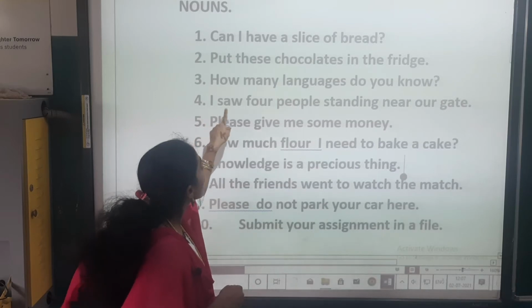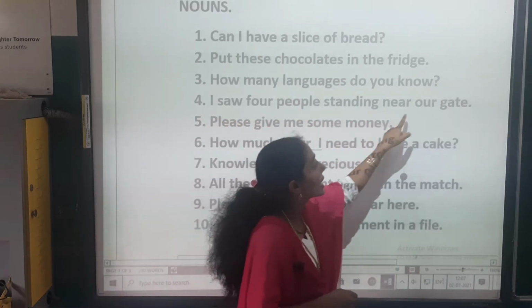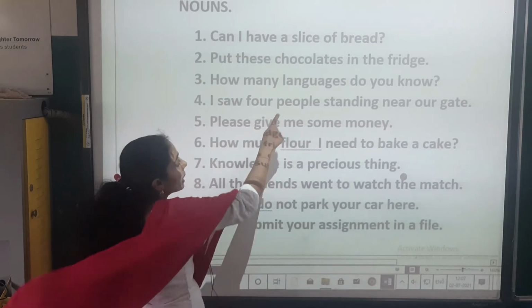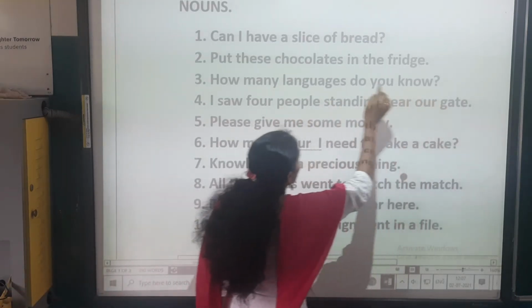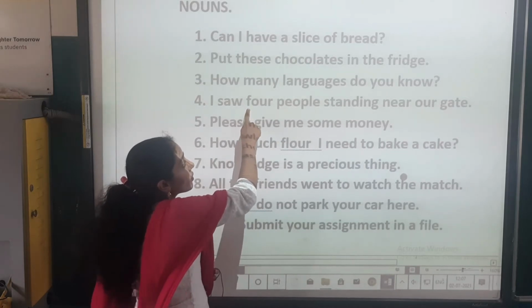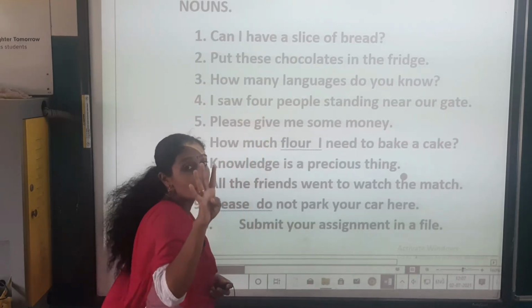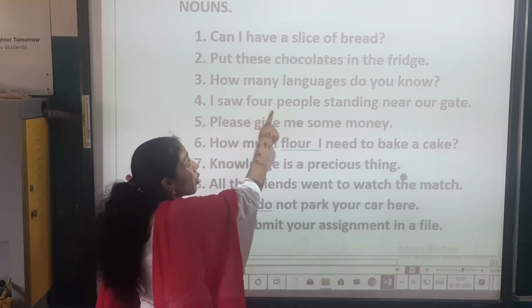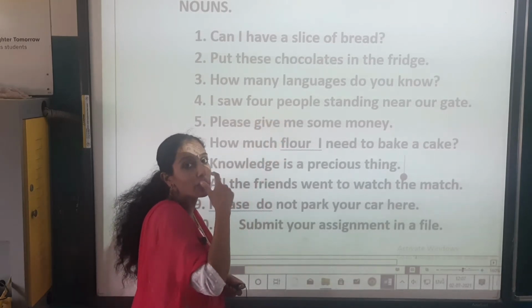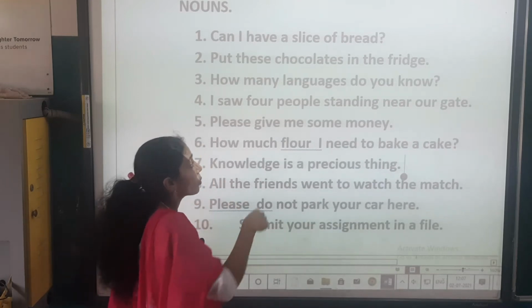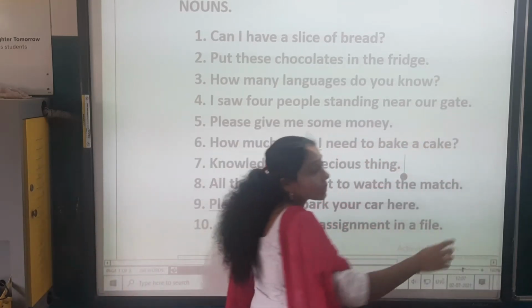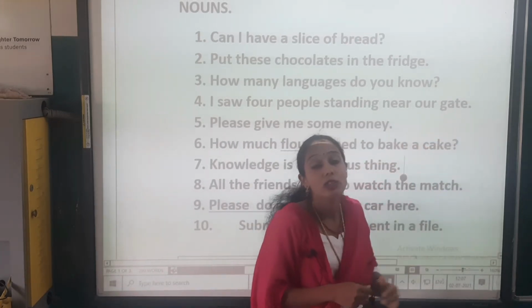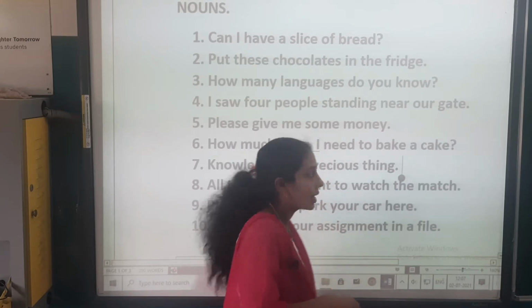Next one. I saw 4 people standing near a gate. Again we have two nouns over here, people and gate. So children, here the number 4 is mentioned. As we have 4 people, that means people comes under countable noun, and gate is the name of a thing. Again you can count the gate. So it comes under countable noun.